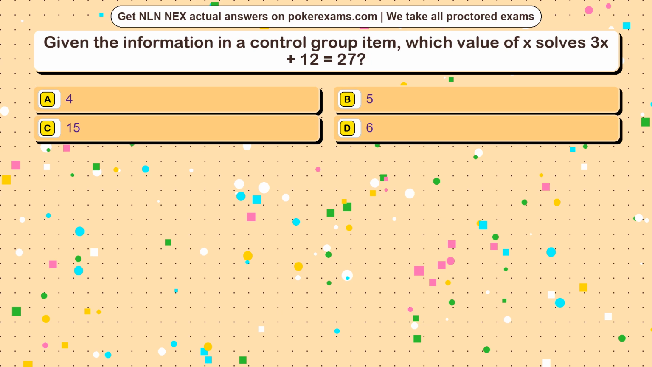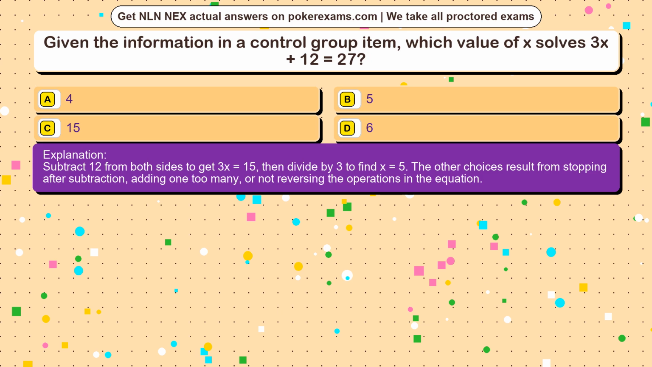The correct answer is option B. Subtract 12 from both sides to get 3x = 15, then divide by 3 to find x = 5. The other choices result from stopping after subtraction, adding one too many, or not reversing the operations in the equation.